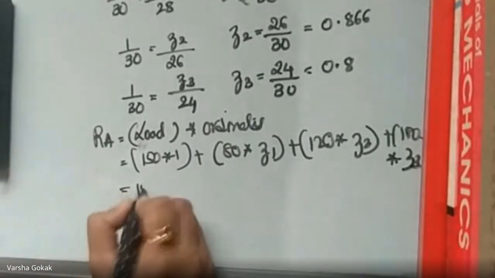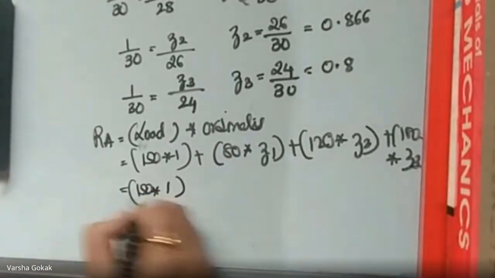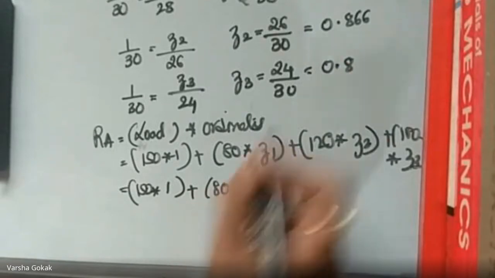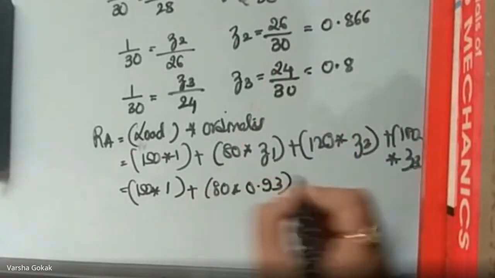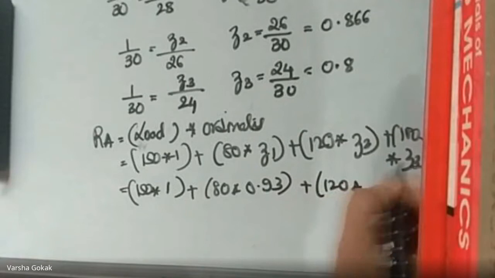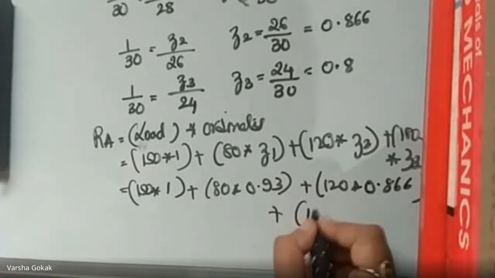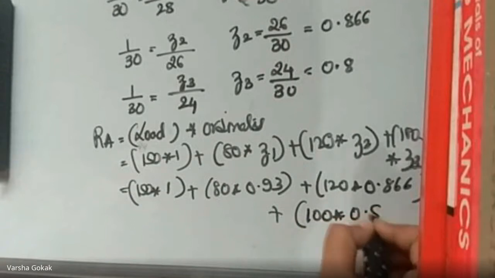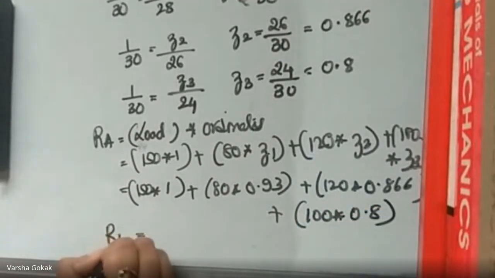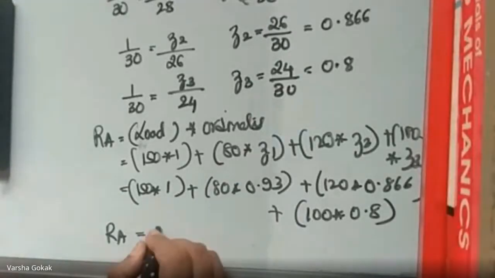Substitute: 150 into 1 as it is, plus 80 into Z1 which is 0.93, plus 120 into Z2 which is 0.866, plus the last load, 100 into Z3 which is 0.8. Get me this value, please. RA is 408.32. Okay, correct.